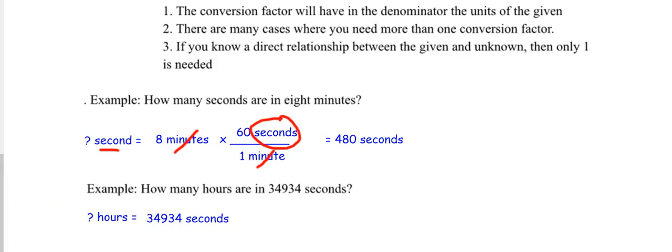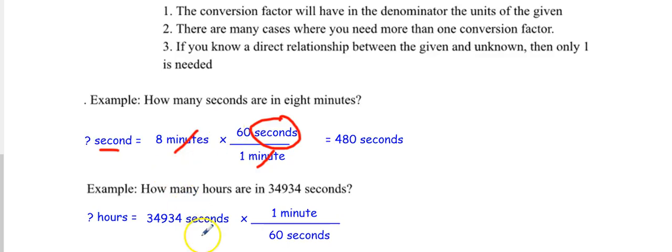Now what? I need a conversion factor. So I need a ratio. That is my conversion factor. It is a ratio, okay? The conversion factor will have in the denominator, that's in the bottom, the units of the given. Well, what units are in my given? Seconds. Put 60 seconds down here and 1 minute up here. Okay, how did I know that? Well, it's the same thing I did up here. Aren't these two equal? 60 seconds equals 1 minute.